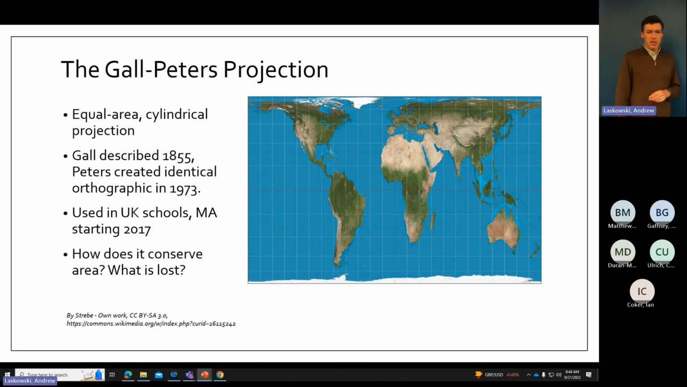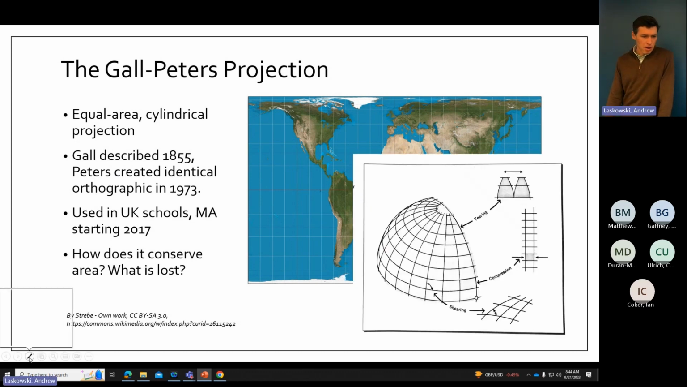So as far as I know, this is still the standard for UK schools, and Massachusetts also adopted this back in 2017. So we already talked about what is lost, right? It loses some of the shape fidelity. It loses some of that recognizable landmark character of the map to preserve areas. But it really does a good job at showing you, for instance, just how large North Africa is. So it's like the entire country, the continental United States, the conterminous United States could fit in just the Sahara Desert region.